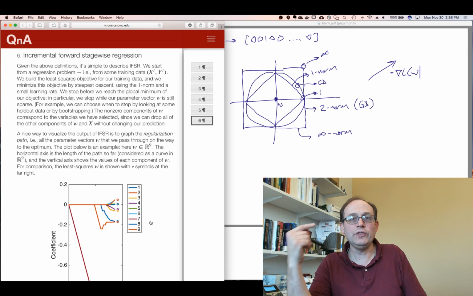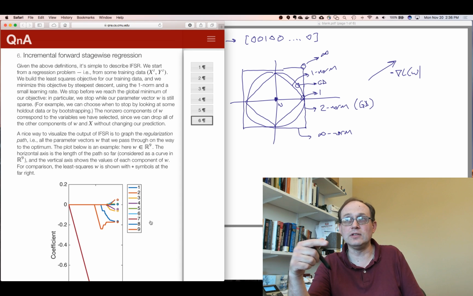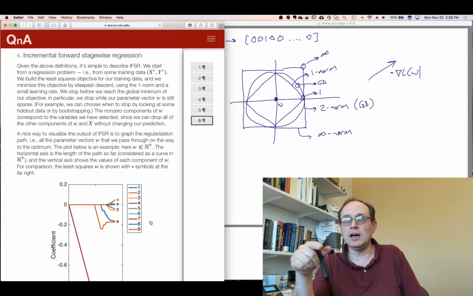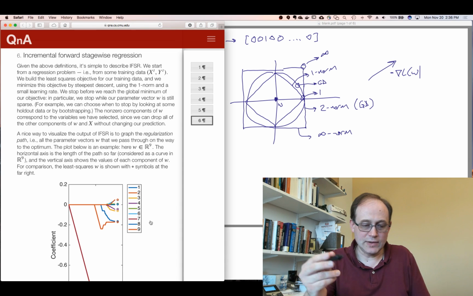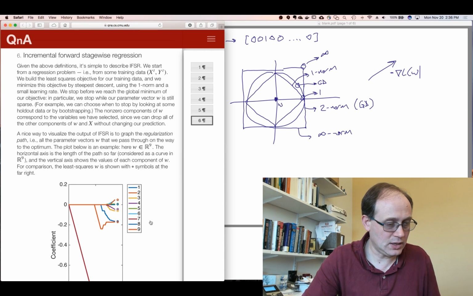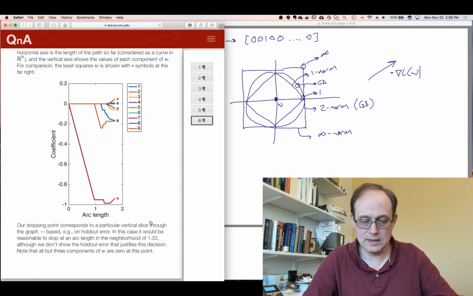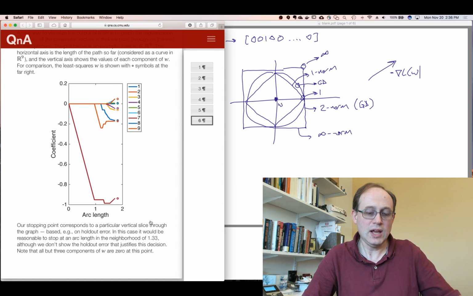So once you understand steepest descent and the least squares objective, incremental forward stage-wise regression is a really simple algorithm. You just run steepest descent using the one norm, with a small learning rate, to minimize the least squares objective, and you do early stopping using, let's say, a holdout set. You stop when your holdout error starts to go back up. All right, so if we take a look at how that runs, I'll show a movie in a second.